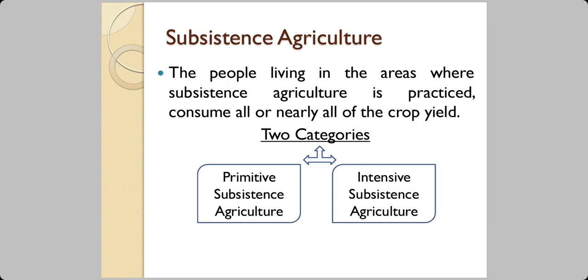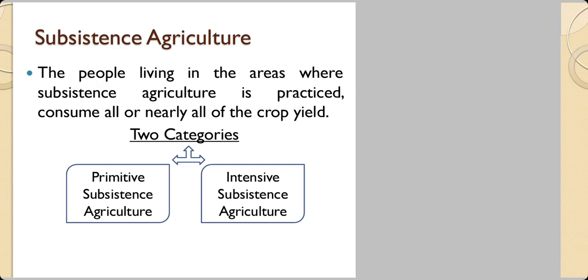Now let's talk about subsistence agriculture. You know the meaning of the word very well. This is just for survival. The bare minimum thing required for survival, that is the literary meaning of subsistence. So it has got two types, two categories: primitive and intensive. And people living in the areas where such agriculture is practiced, they consume almost all or nearly all of the crop which is produced. They actually do it for their own families.